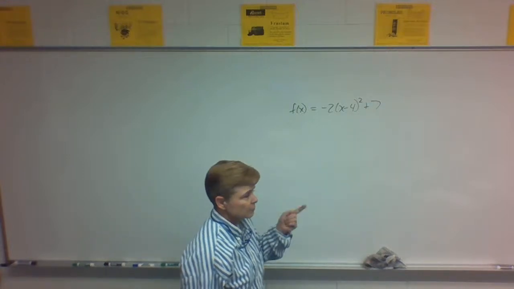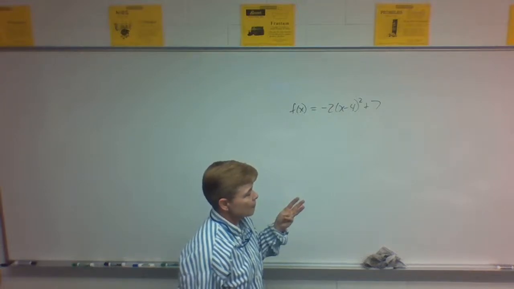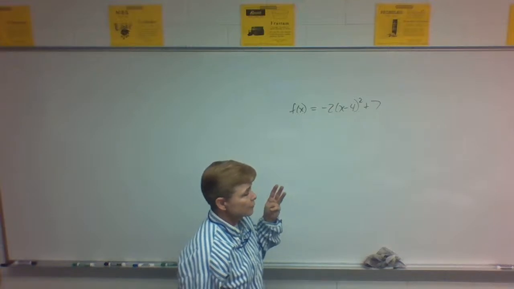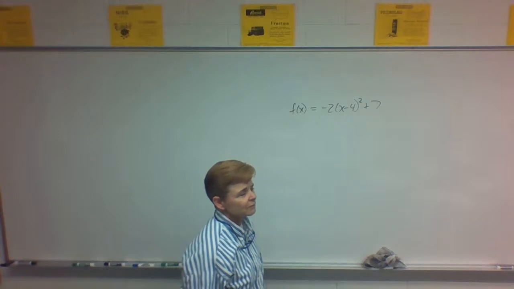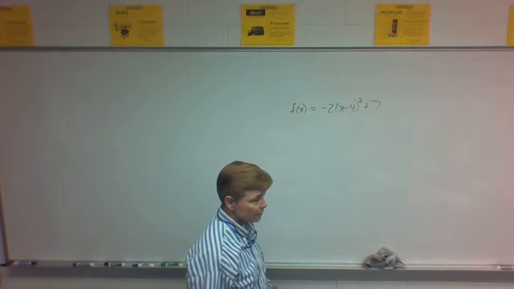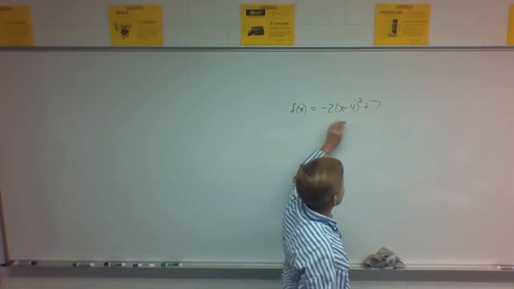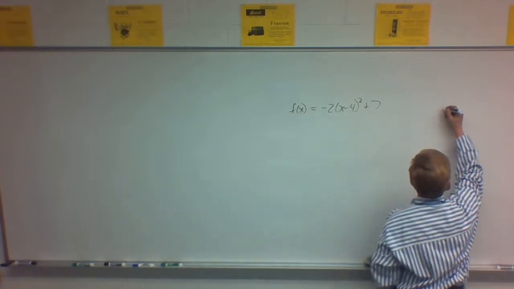What would that be? Up 7. Right 4. Vertical stretch by 2 and reflected over the x-axis. The one thing we didn't mention is, compared to what? Compared to the parent function, which is obviously going to be x squared. That's the reason why I've never asked you to mention it. However, all power functions are of this form right here.